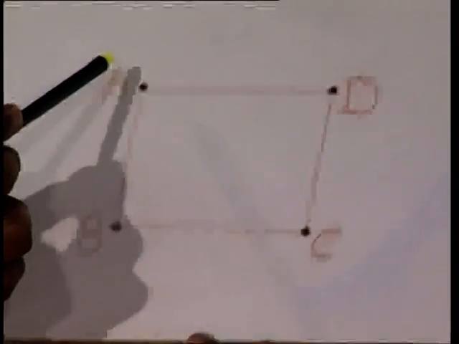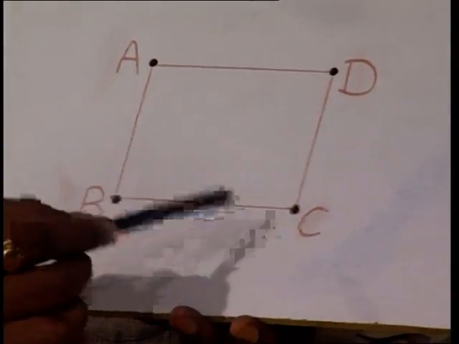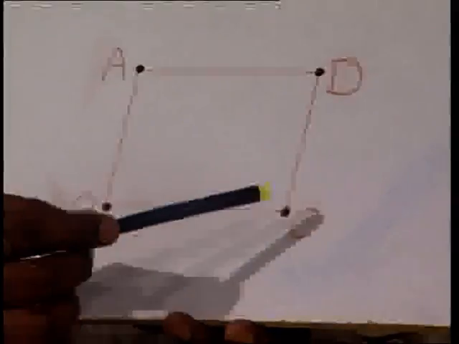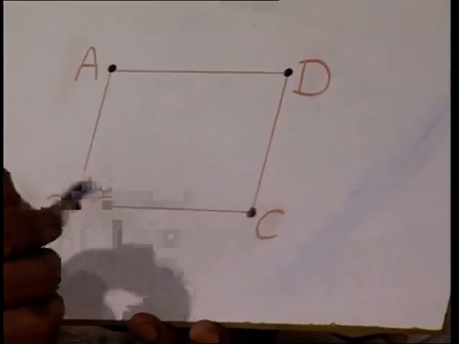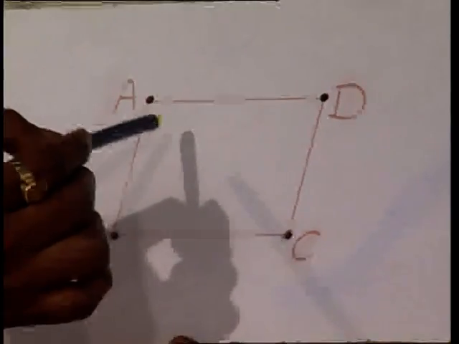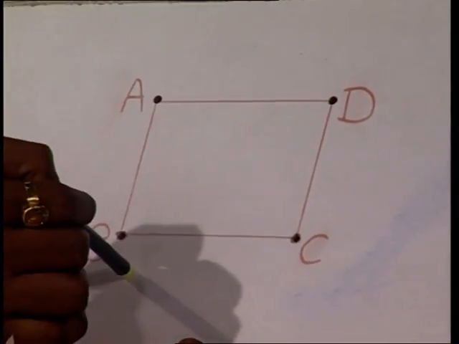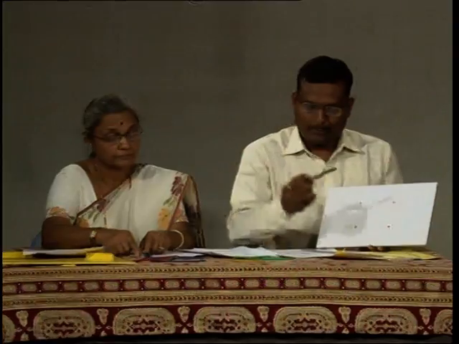After naming the points, we can read it as quadrilateral ABCD, or quadrilateral BCDA, or quadrilateral CDAB, or quadrilateral DABC. You can read it clockwise as well as anti-clockwise. This means you can start reading the quadrilateral from any vertex. There is no fixed vertex with which to start reading a quadrilateral.